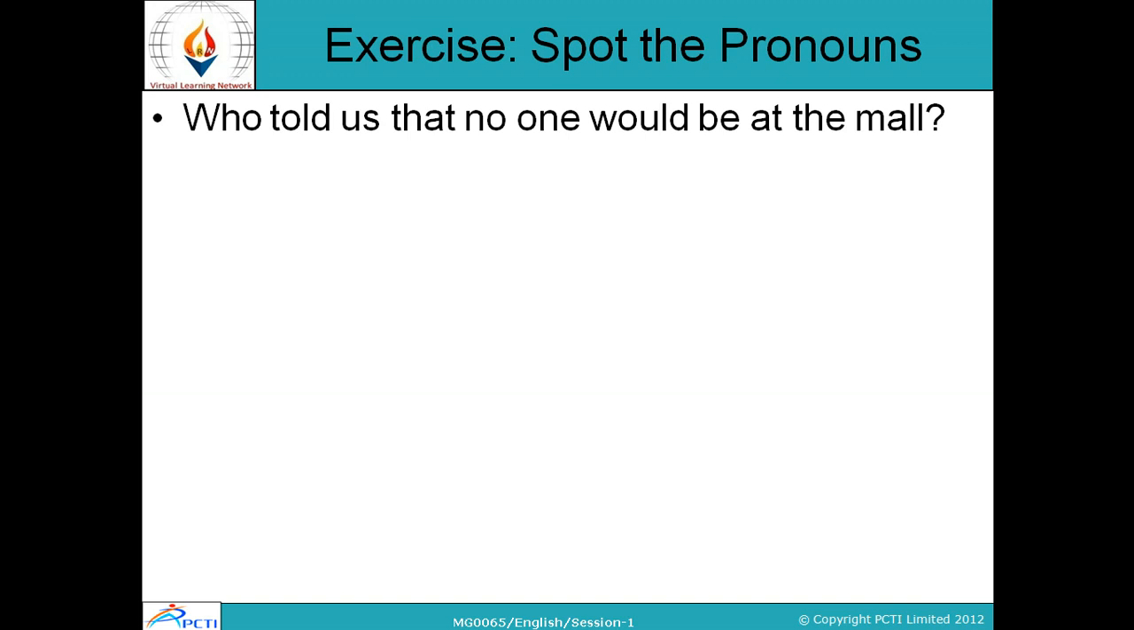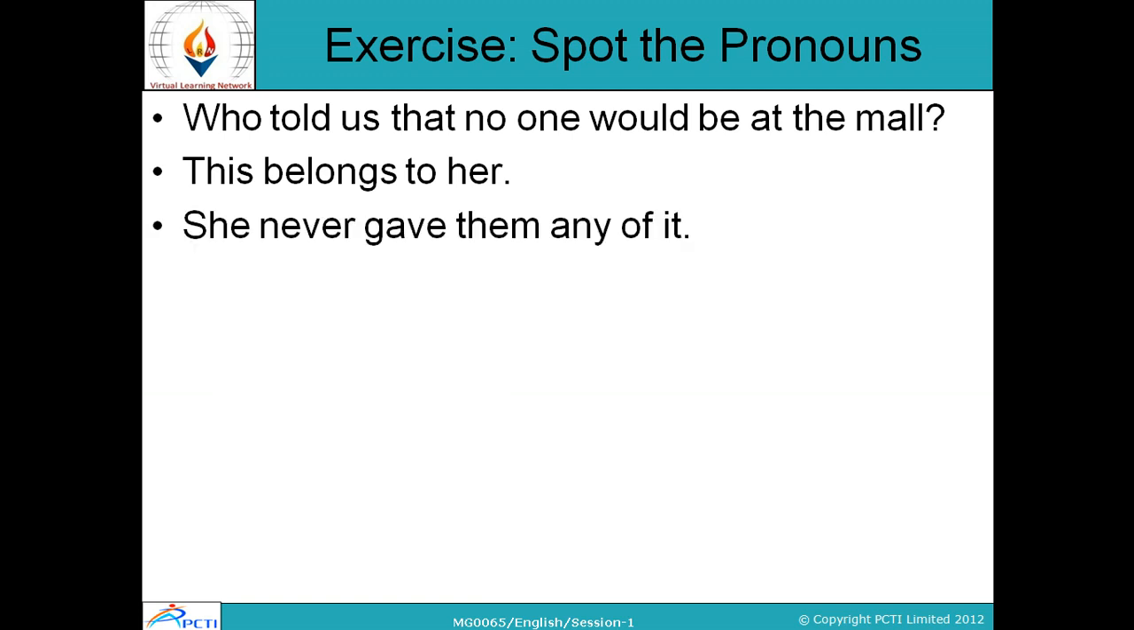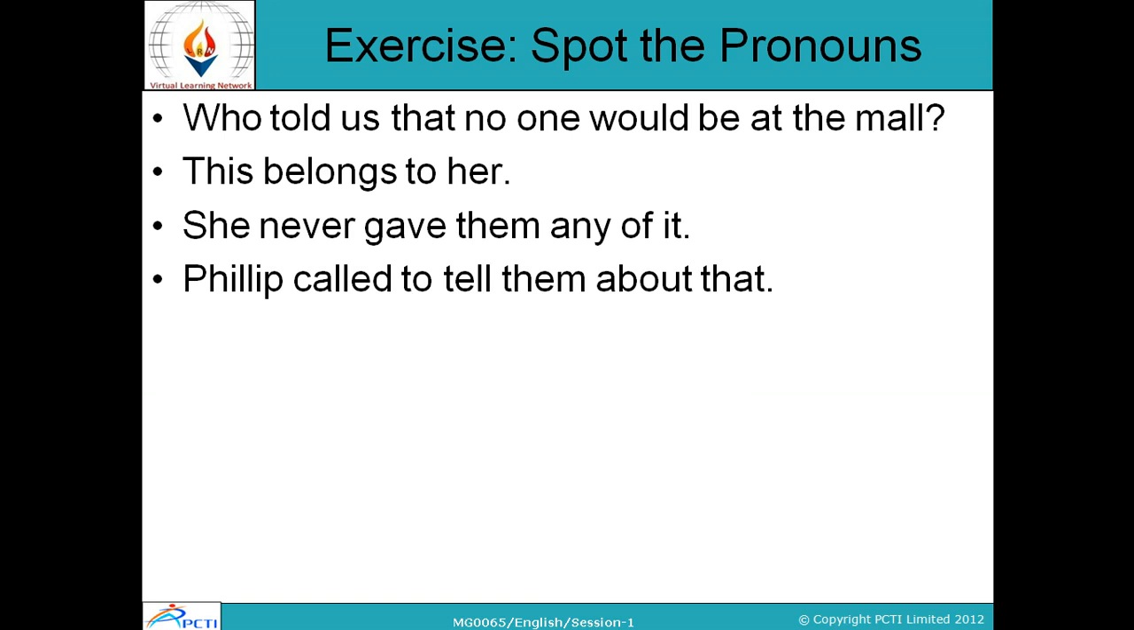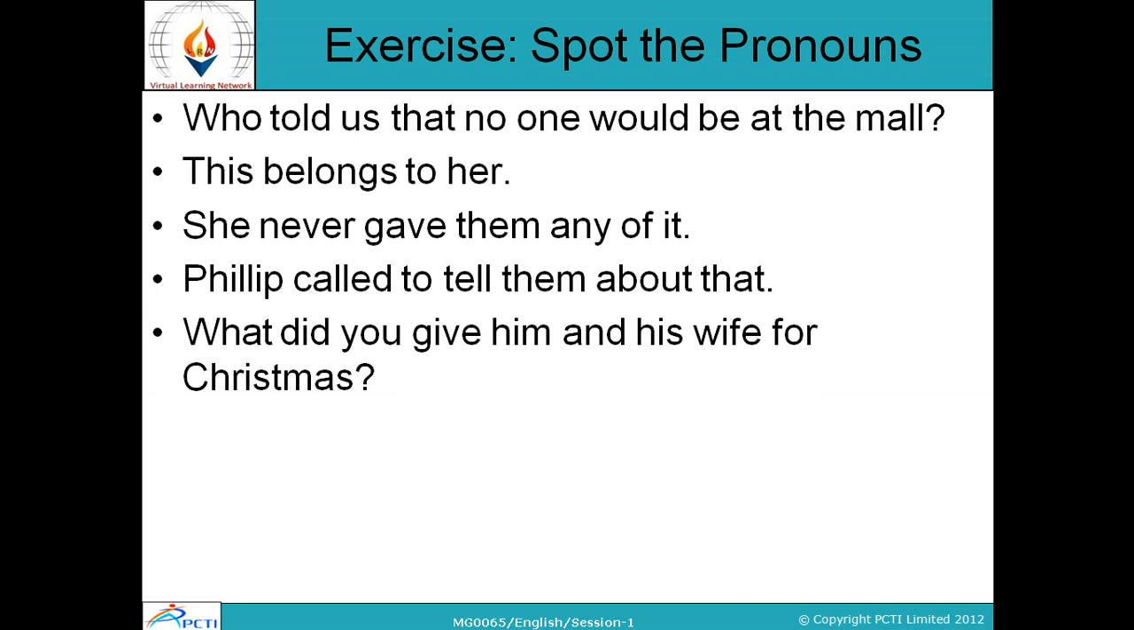Who told us that no one would be at the mall? This belongs to her, right? So her, this, she never gave them any of it. So here of course the pronouns would be she and it. Philip called to tell them about that. Now them is a pronoun here.